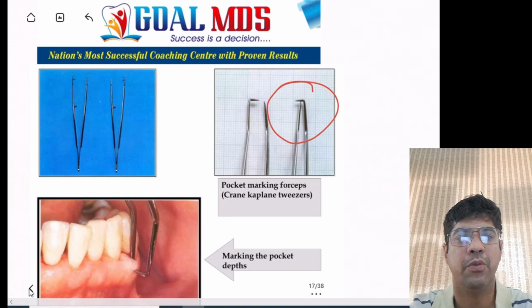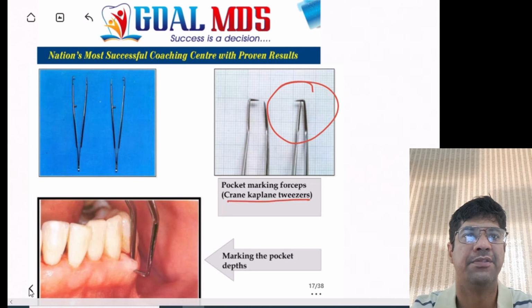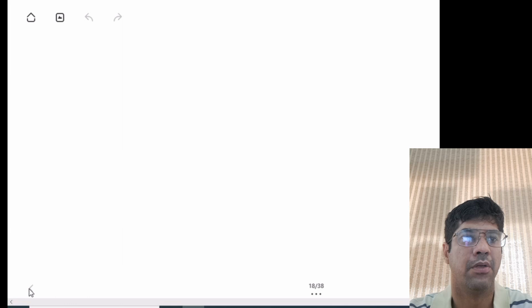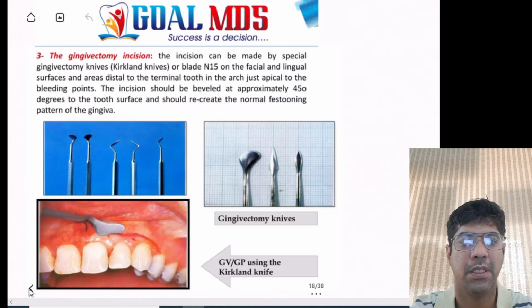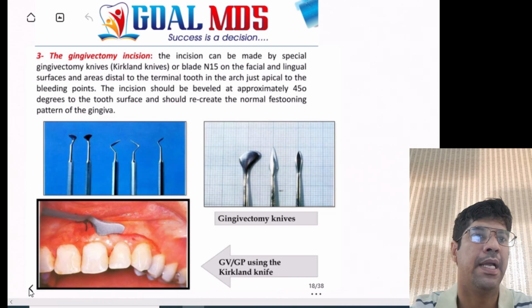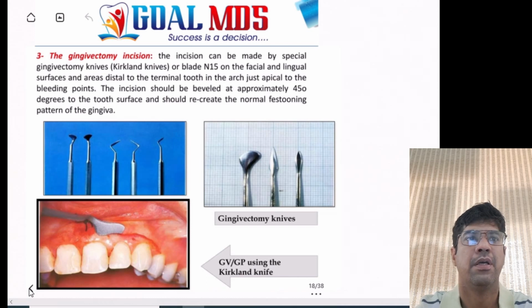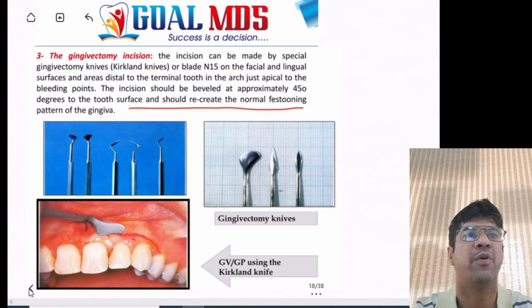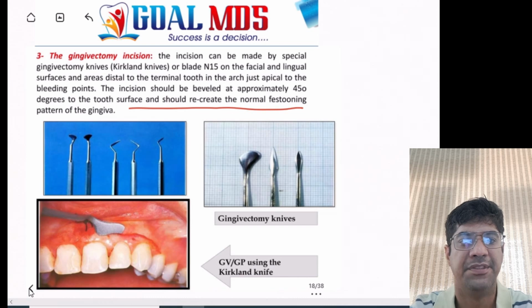The pocket markers are used. This one is the pocket marking forceps, that is the Crane-Kaplan tweezers. So you have to just mark the pocket depths. Then the incision can be done with the help of gingival knives, gingivectomy knives, that is the Kirkland knife. The incision is beveled at 45 degrees to the tooth surfaces, creating an external bevel incision, and use the Orban's Kirkland blade to excise the excess gum tissue.